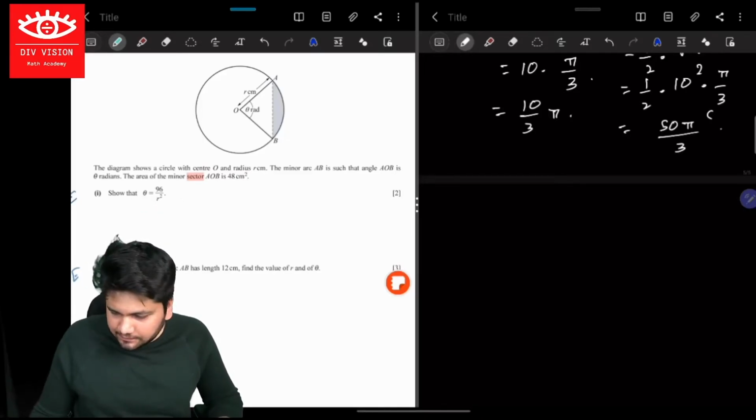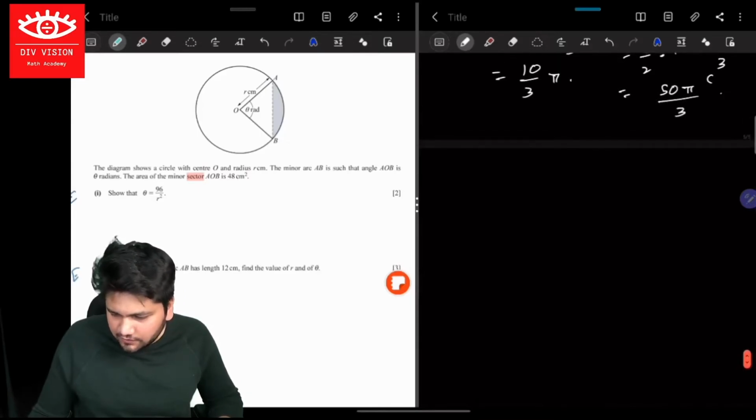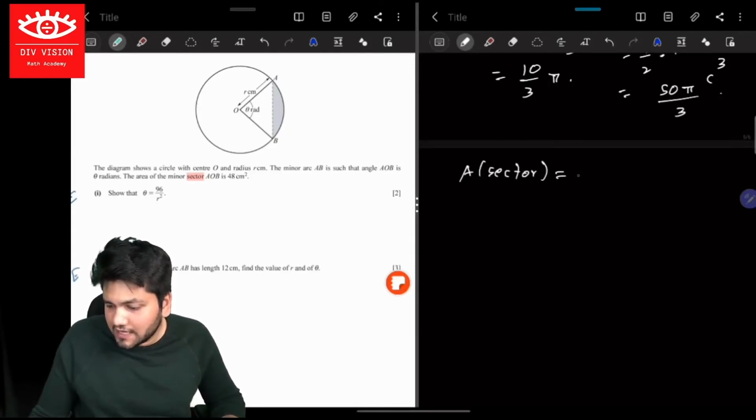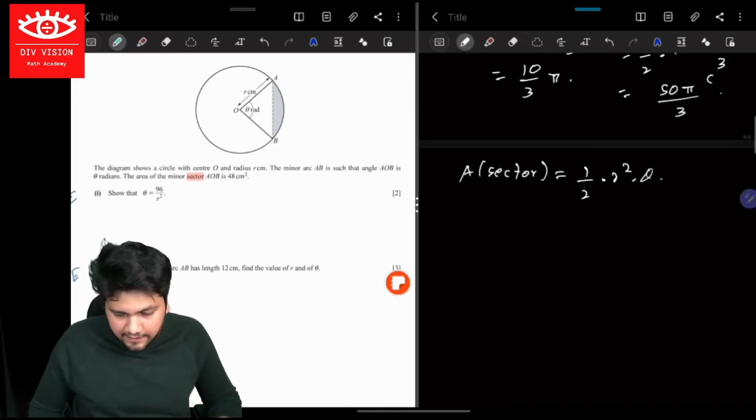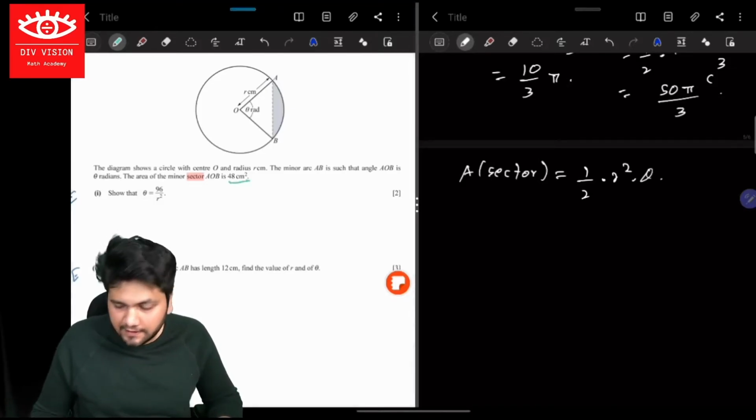Now, of course we know that they have given the area of the sector. So area of sector, we know the formula is half into r square into theta, right? We need to find the angle theta, and they have given the area of sector. Area of sector is how much? It is 48 centimeters square, right? So we'll use this.